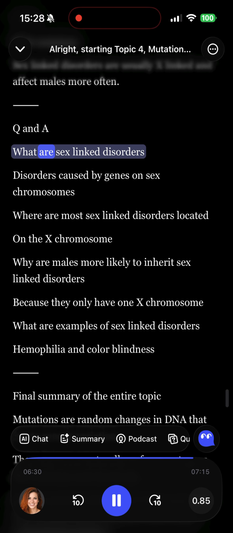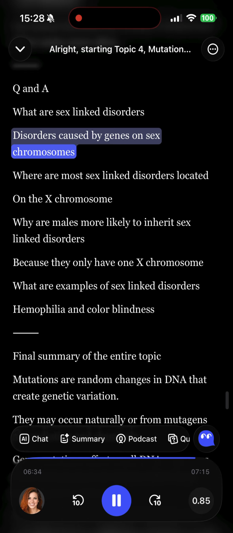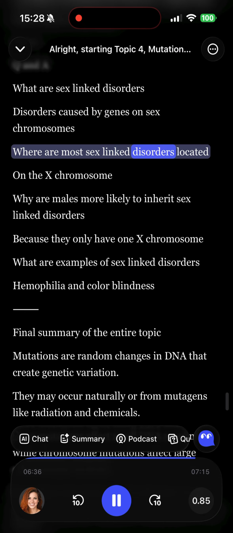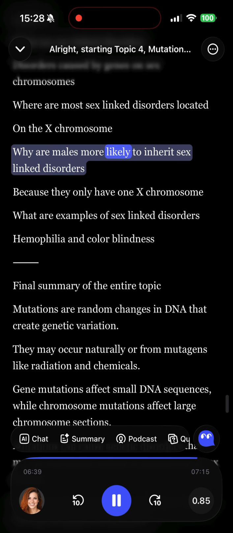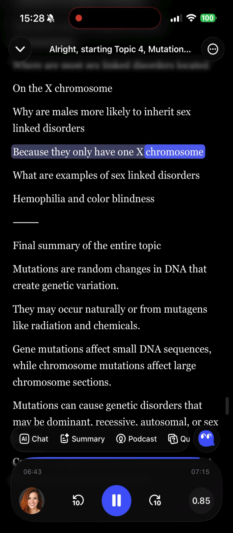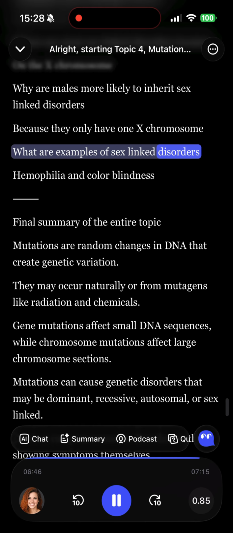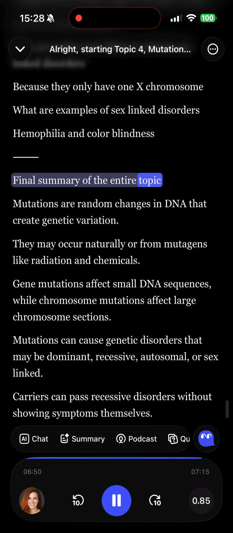Q&A. What are sex-linked disorders? Disorders caused by genes on sex chromosomes. Where are most sex-linked disorders located? On the X chromosome. Why are males more likely to inherit sex-linked disorders? Because they only have 1 X chromosome. What are examples of sex-linked disorders? Hemophilia and color blindness.